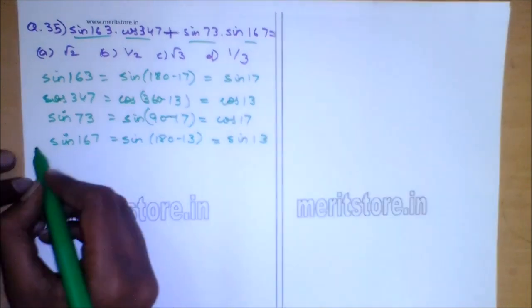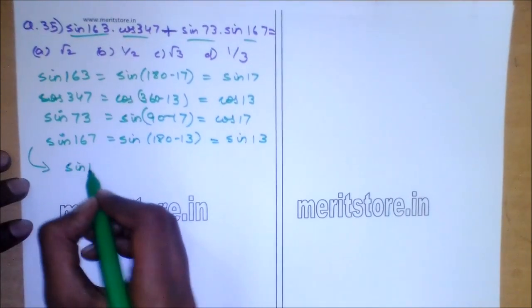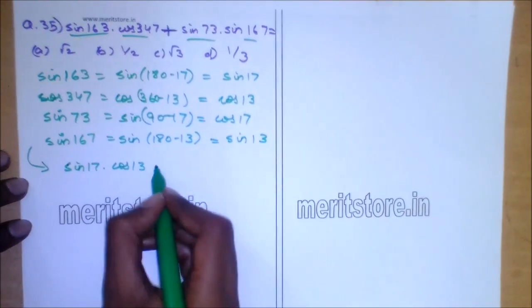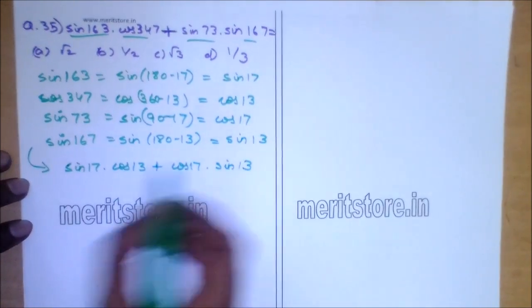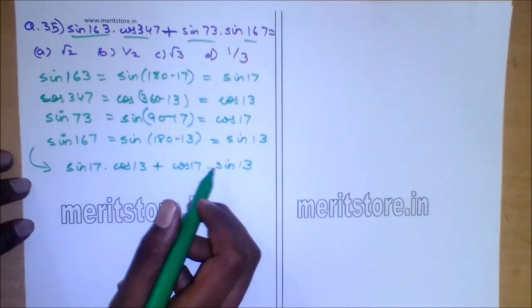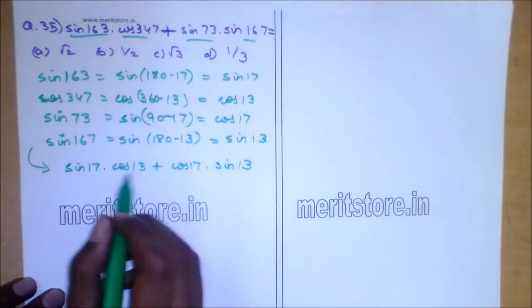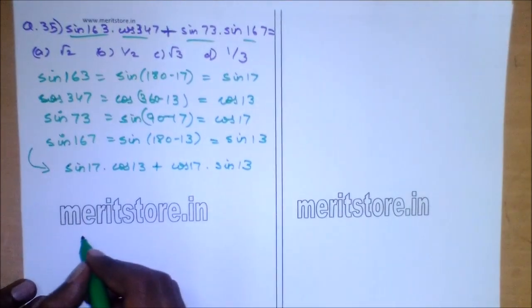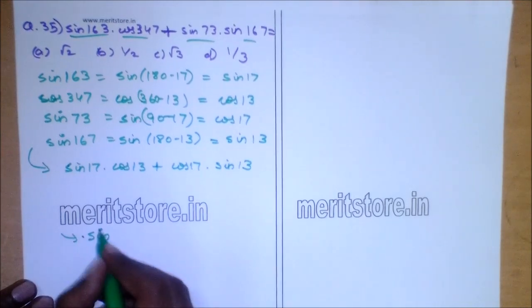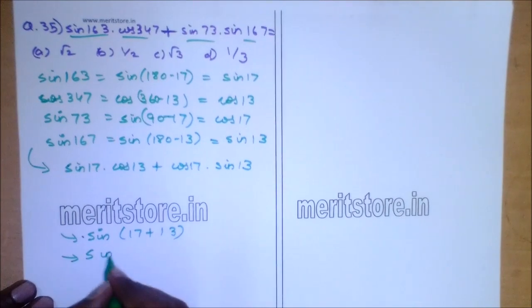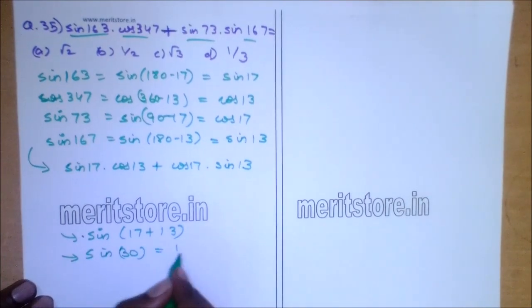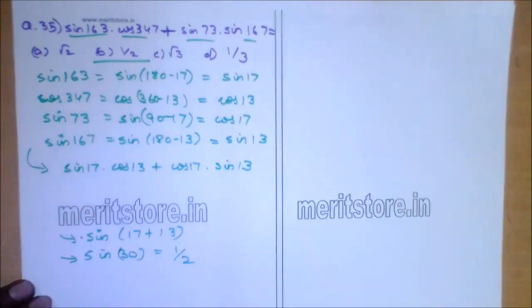So we substitute the values here. So we get sin 17 cos 13 plus cos 17 sin 13. So this is in the form of sin A cos B plus cos A sin B, and it is the formula for sin of A plus B. So in this case it is sin of 17 plus 13, that is sin of 30, which is equal to half. So the answer is B, 1 by 2.